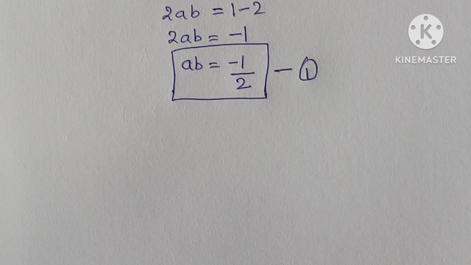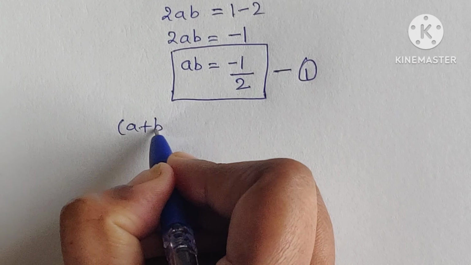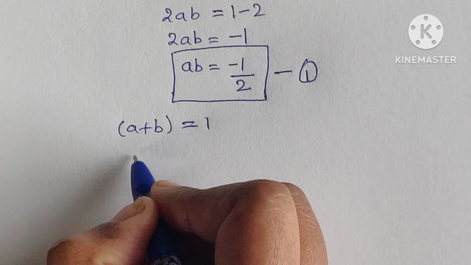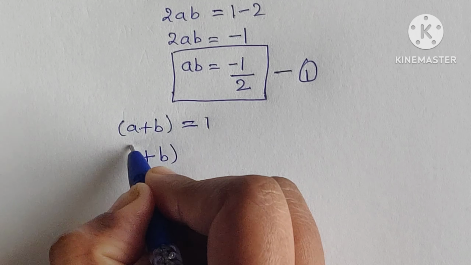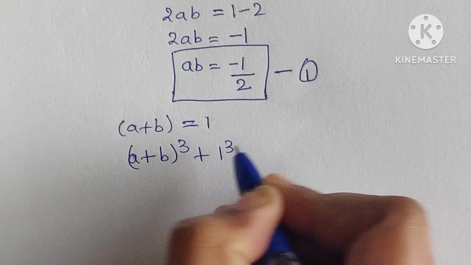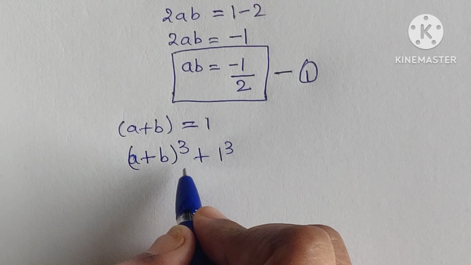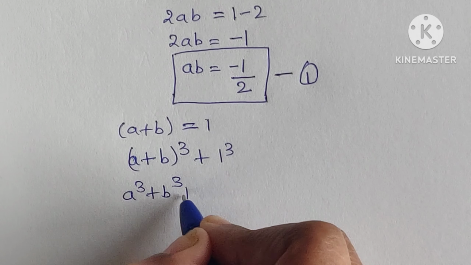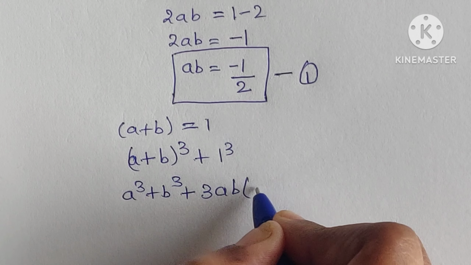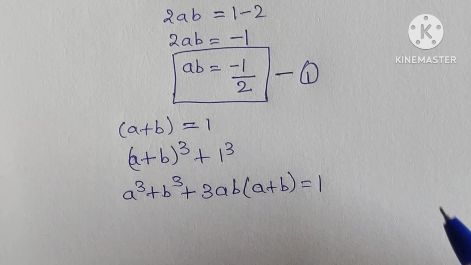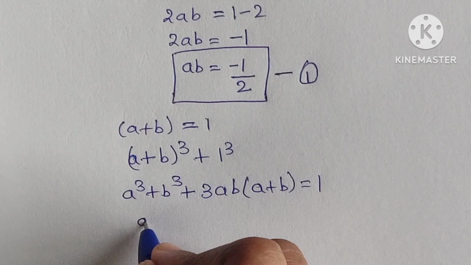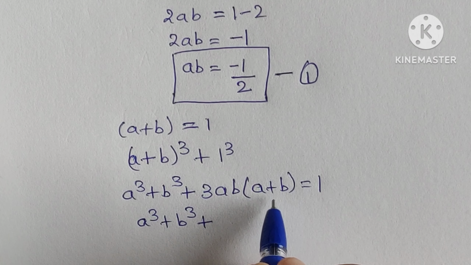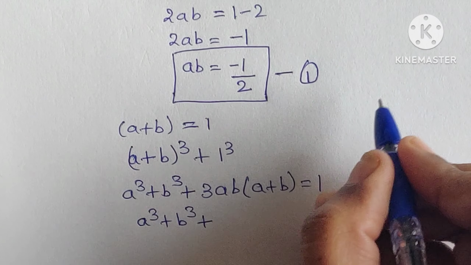So now a plus b equal to 1. From this equation, again we can take a plus b cube and 1 cube. So a plus b cube, we know this formula. So a cube plus b cube plus 3ab times a plus b equal to 1. So a cube plus b cube, plus, we know this a plus b value. So a plus b value is 1.